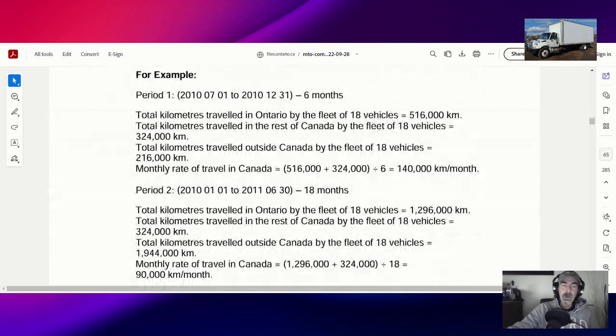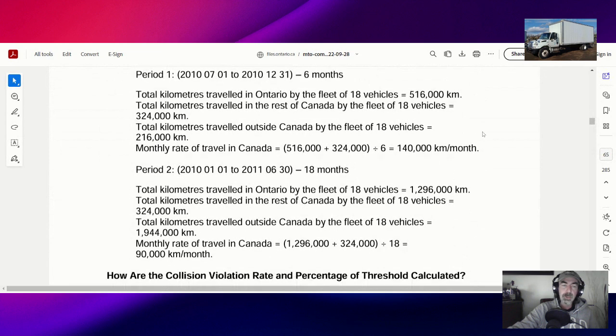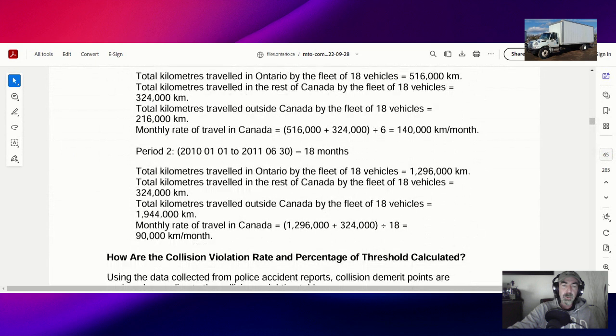2010/07/01 to 2010/12/31, 6 months. Total kilometers traveled in Ontario by the fleet of 18 vehicles, 516,000. Total kilometers traveled in the rest of Canada by the fleet of 18 vehicles equals 324,000. Total kilometers traveled outside Canada by the fleet of 18 vehicles equals 216,000. Monthly rate of travel in Canada, 516,000 plus 324,000 divided by 6 equals 140,000 kilometers per month.